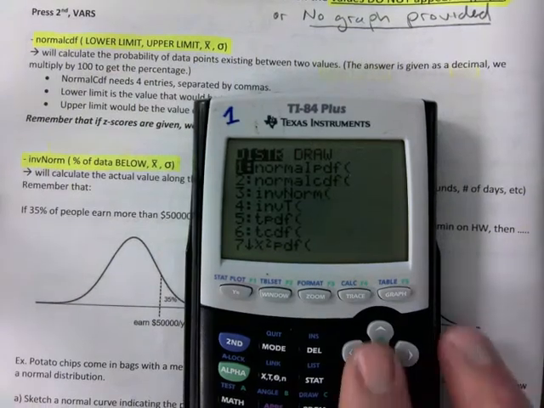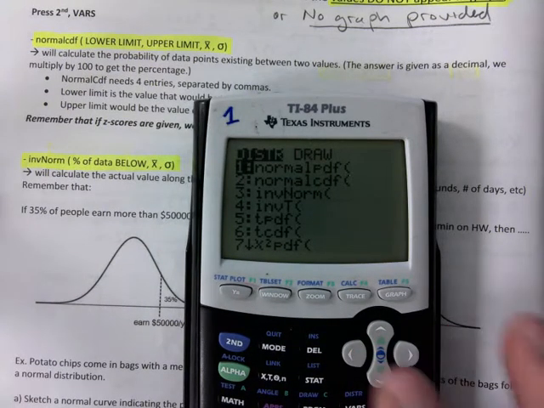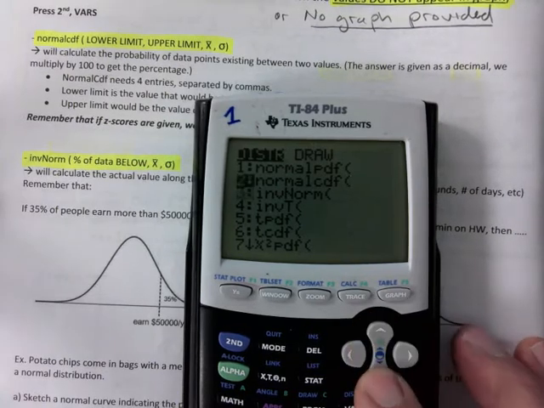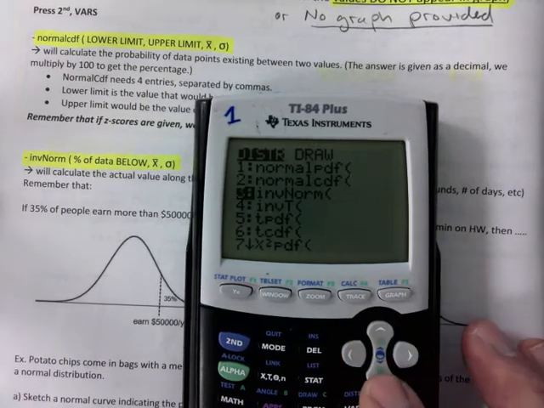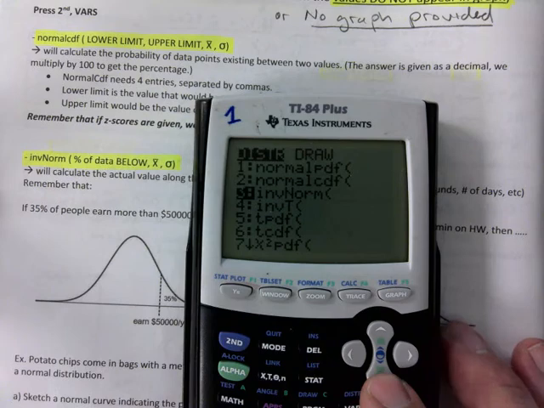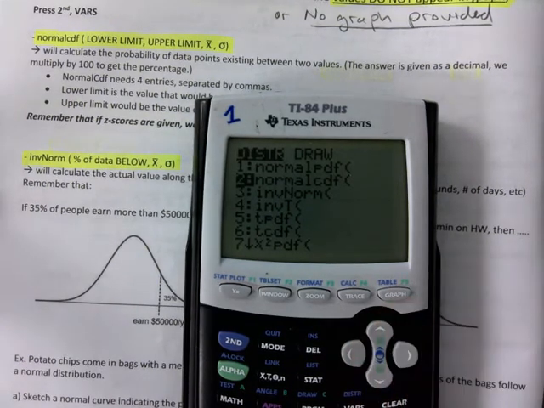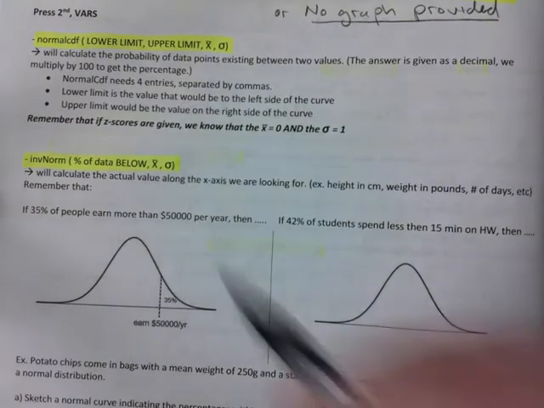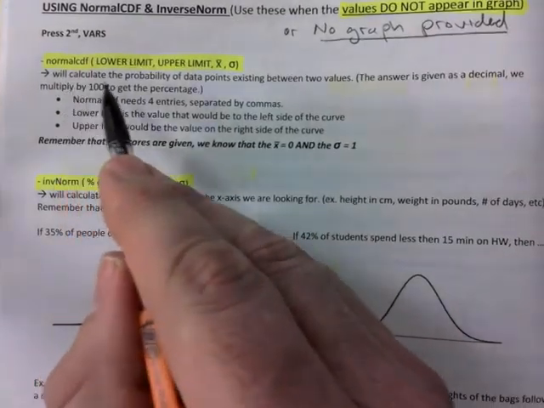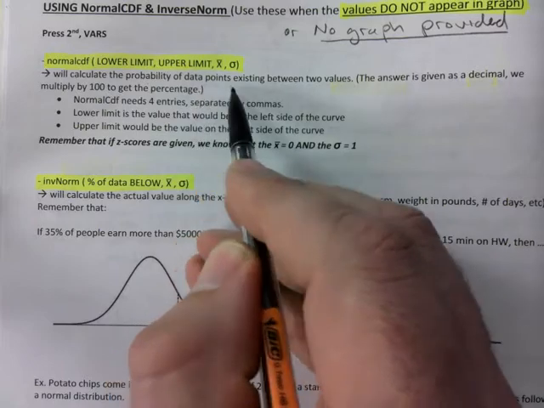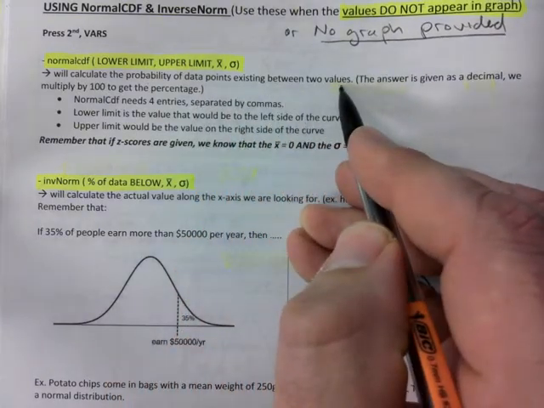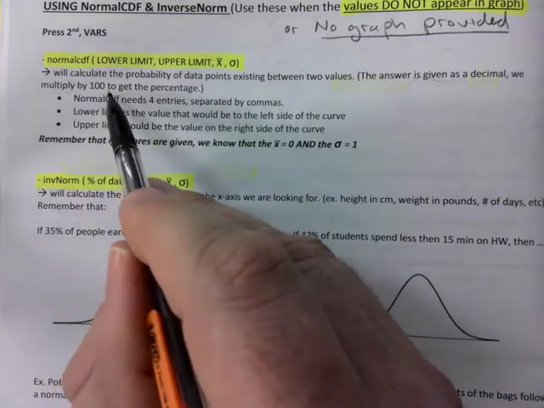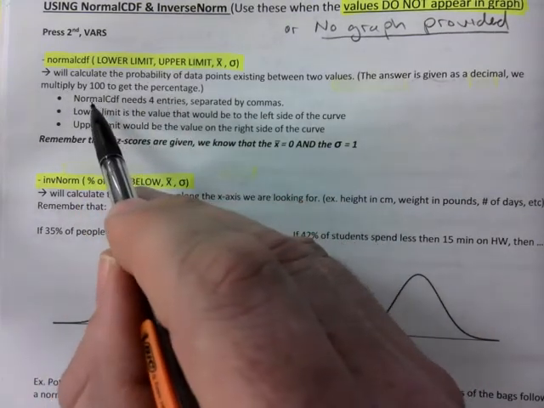Second vars, you will see Normalcdf, right? And inverse norm. Those are the two that we're going to use. I just stick to these for now. Okay. So let's see what they do. We'll calculate the probability of data points existing between two values. The answer is given as a decimal. We multiply by 100 to get the percentage.